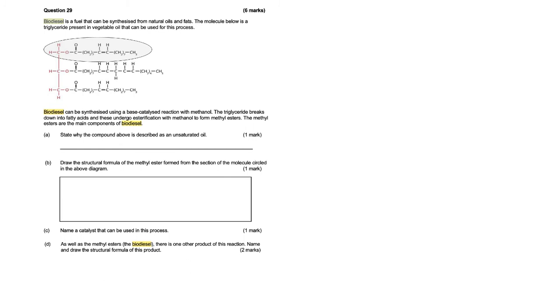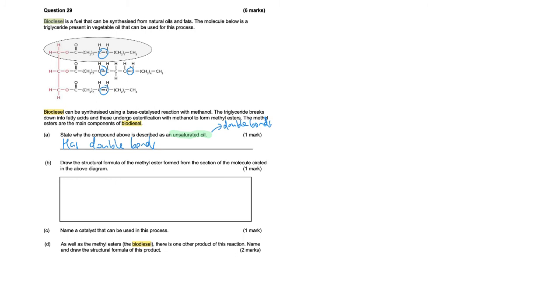State why the compounds above are described as an unsaturated oil. Okay, so this is all the way back to year 11. Unsaturated means that it has double bonds. Double bonds. Okay, so which one? So it has double bonds. I guess that's the answer. And where are those double bonds? There's one, there's one, there's one, there's one.